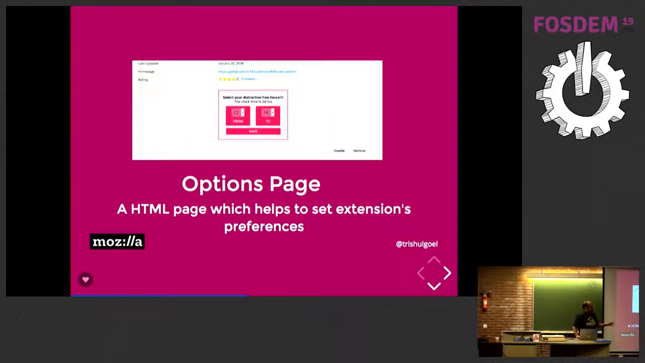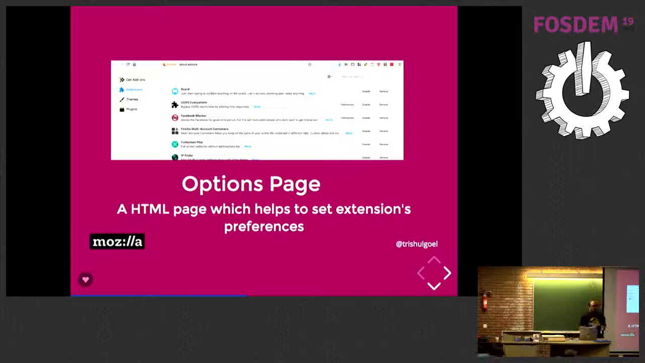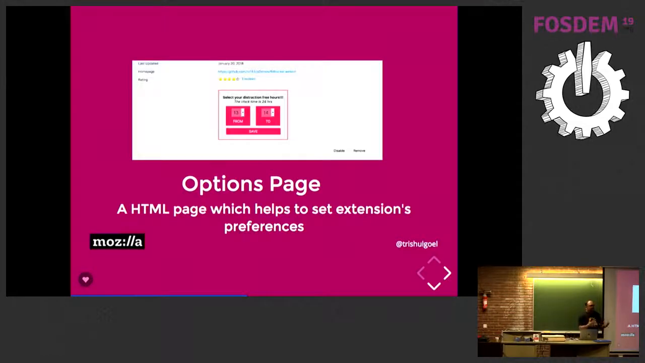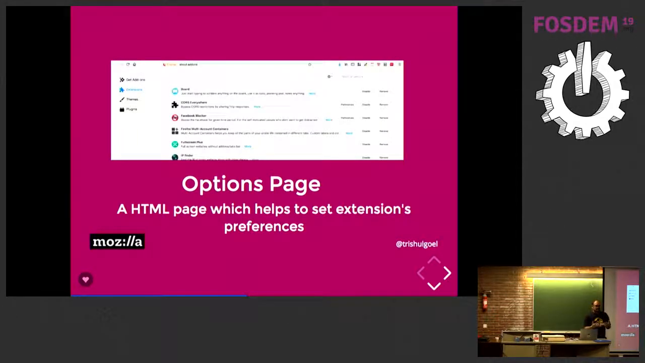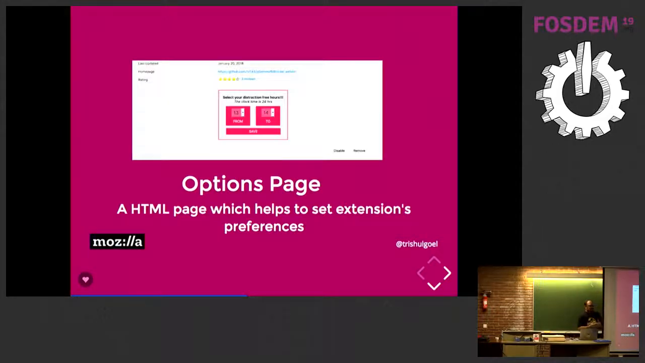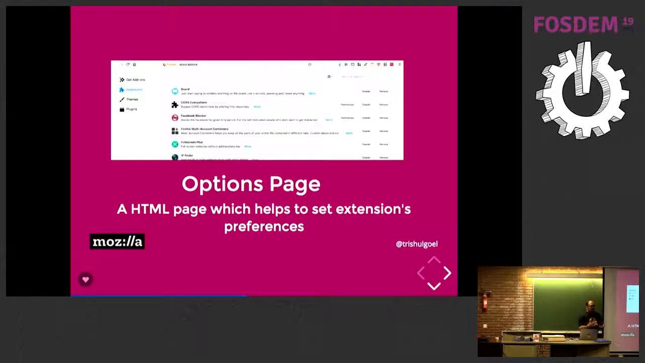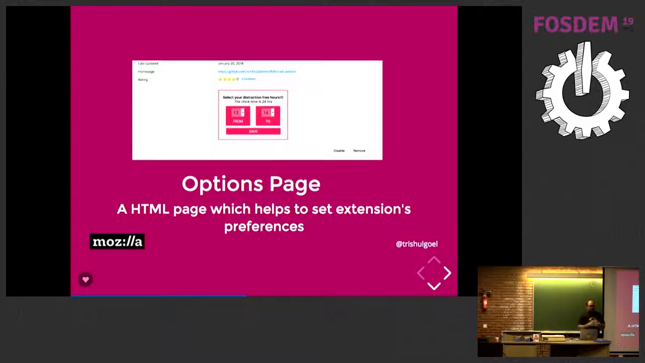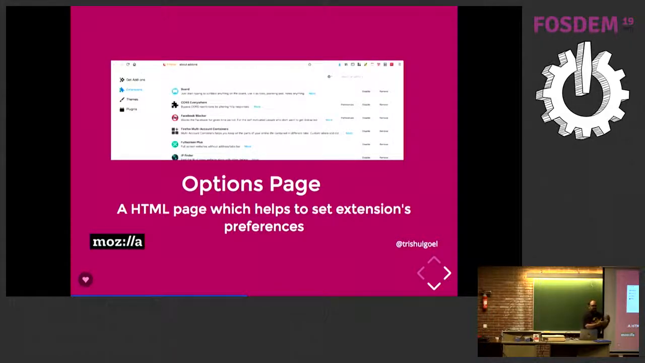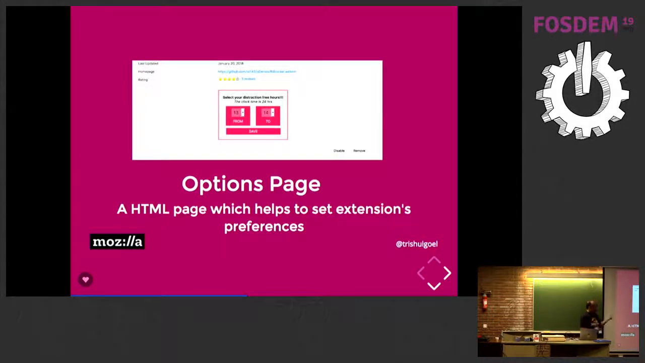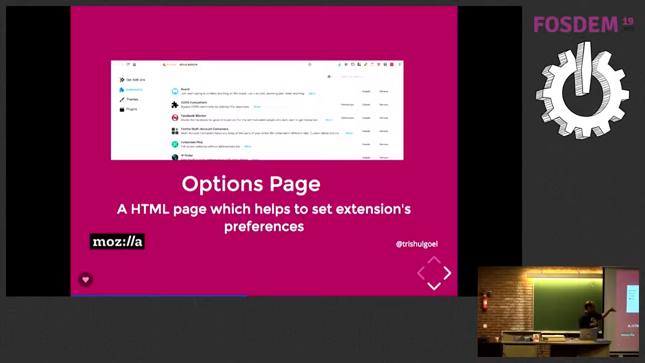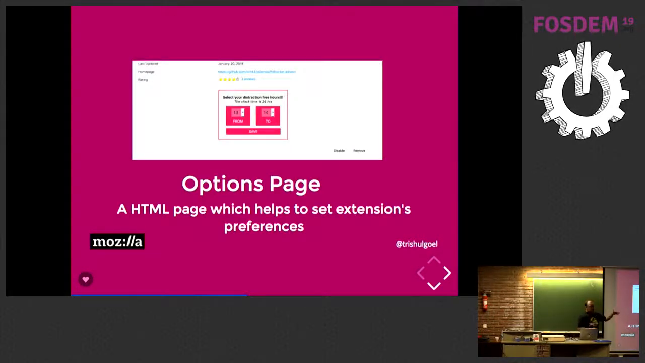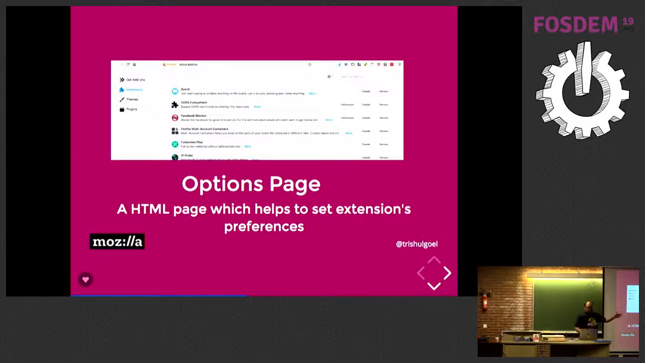The next thing is the options page. The options page is basically a method of putting preferences in your extension. If you want to give users the facility to maybe change the color of your add-on or maybe some timing of doing events, this is a place where you can do that. And this whole thing is just an HTML page. This supports CSS and JavaScript together.